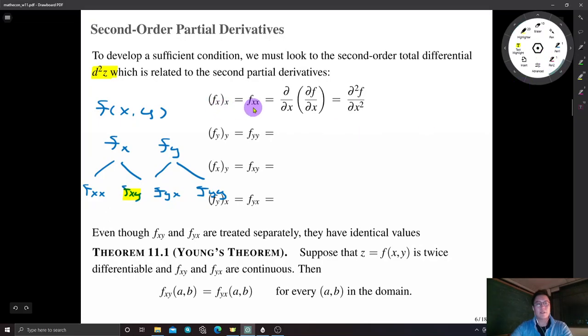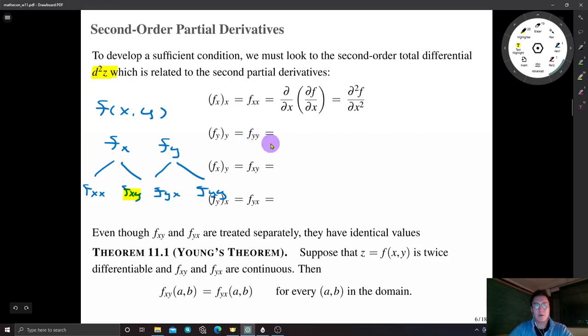So f sub xx means we start from f sub x, the first order partial derivative, and then we take the partial with the same variable one more time. That is f sub double x. The notation is, remember for the partial derivative, we use curly d. So curly d squared f divided by curly x squared. And similarly, f sub yy, we take the partial with respect to the same variable twice.